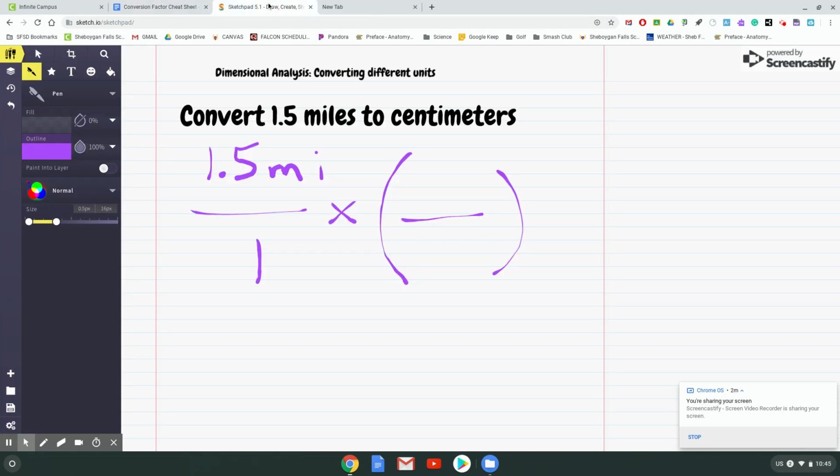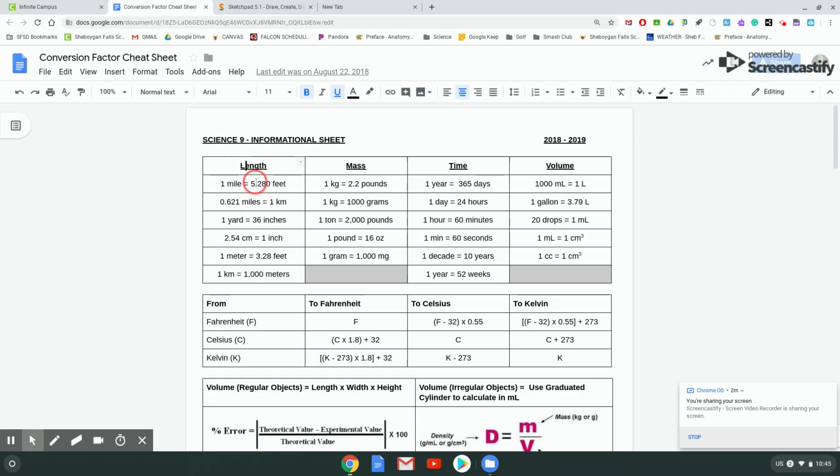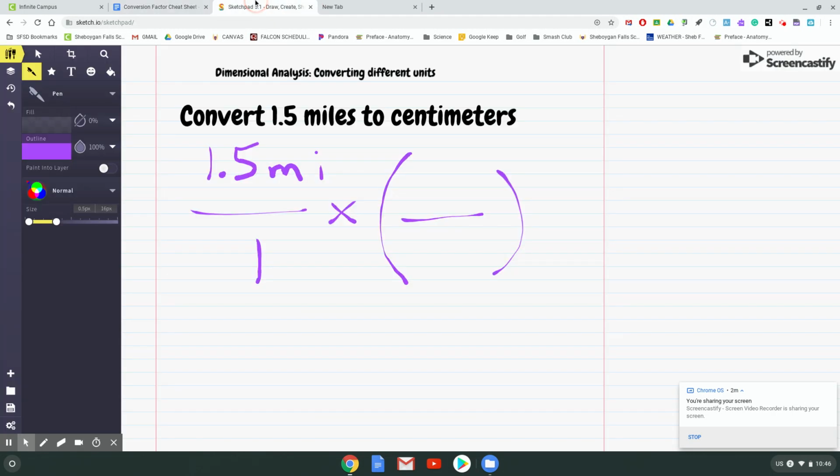Now, this is where there can be some variety. If we want to get from miles to centimeters, we've got to first start with something that has miles in it. So if we look, we have miles to feet. We also have miles to kilometers. Now, feet would be okay. We could figure it out, but I'm going to choose this one because it's going to get us into meters and metric. So 0.621 miles, and I'll put this in here, is going to be equal to 1 km or kilometer.